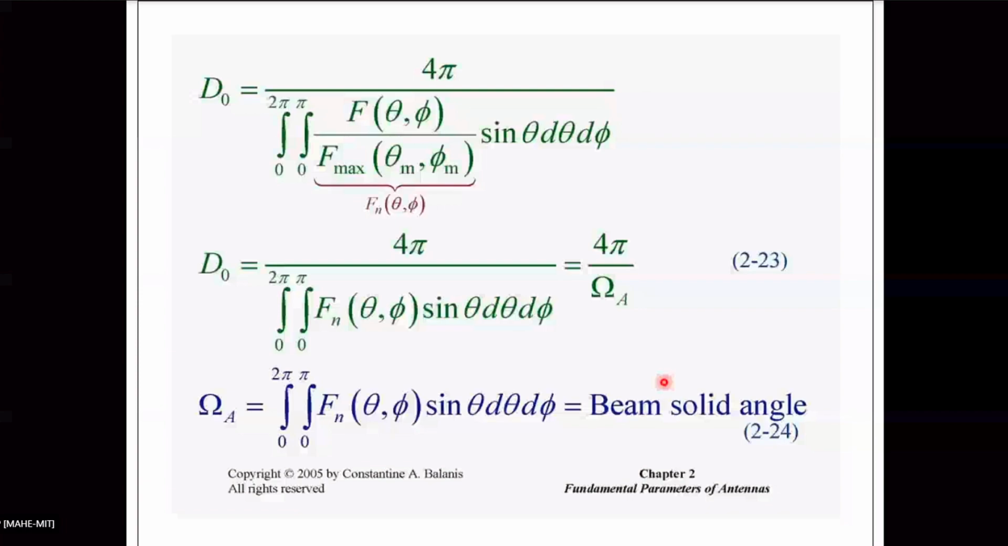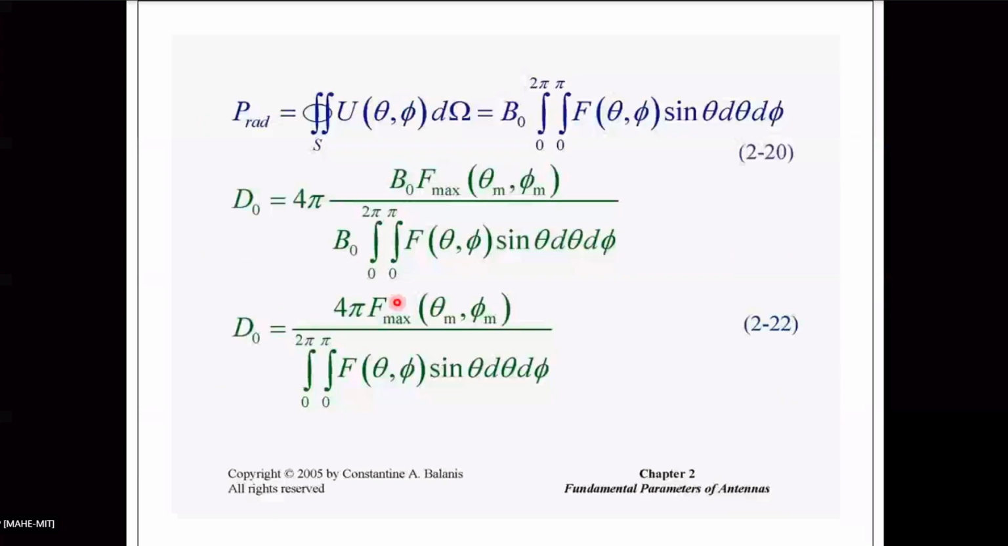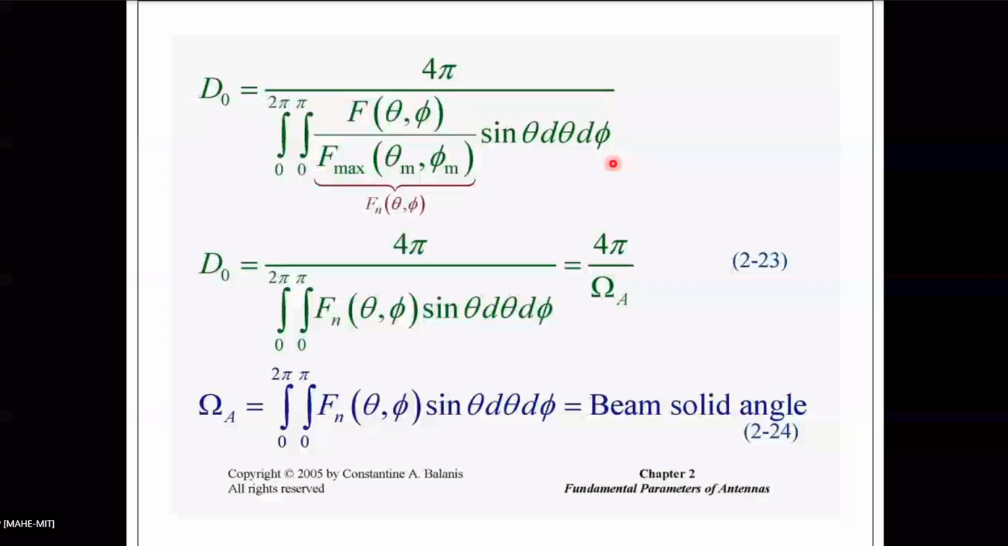Okay. D naught is given by 4 pi over the period. If you see the previous slide, the period is given by this. So the expression for D naught turns out to be like this. Now f of theta phi, divided by f max of theta m phi m, is written as Fn of theta phi. This is the normalized value, obtained by dividing the value by the maximum value.